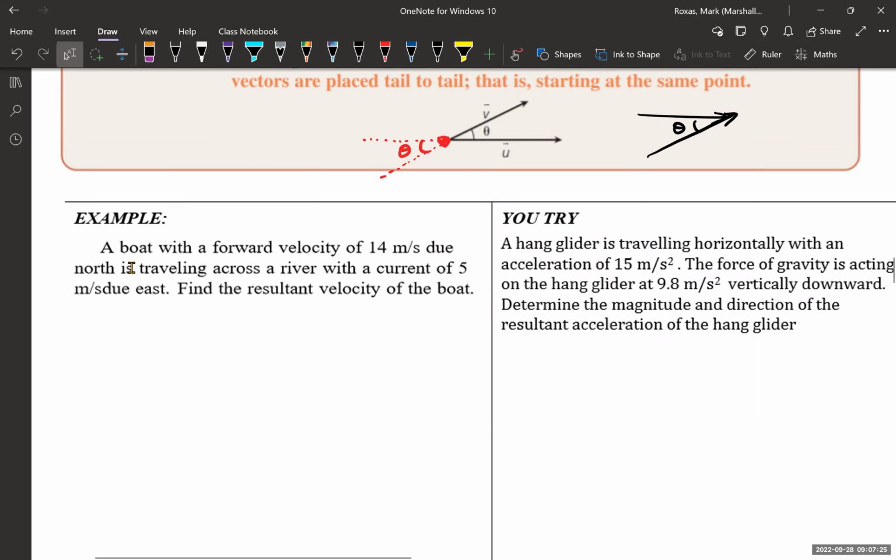So you have a boat going that velocity traveling across the river with the current, or the speed of the river, moving at 5 meters per second toward the east. Find the resultant velocity of the boat. So this new term here, resultant velocity, just says find the resultant vector.